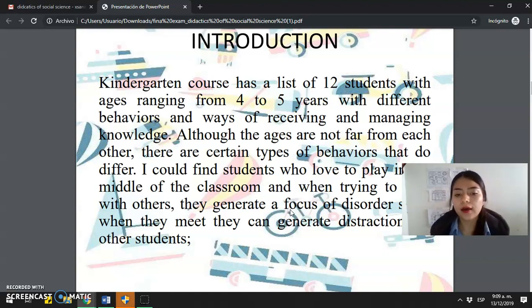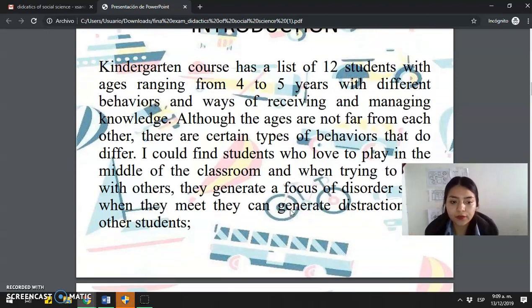I could find students who love to play in the middle of the classroom, to chat, to talk, and generate a focus of disorder. So it's important to manage this kind of thing.